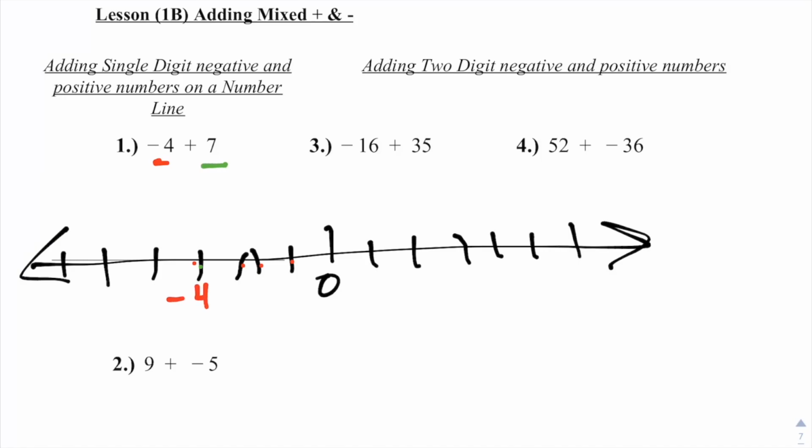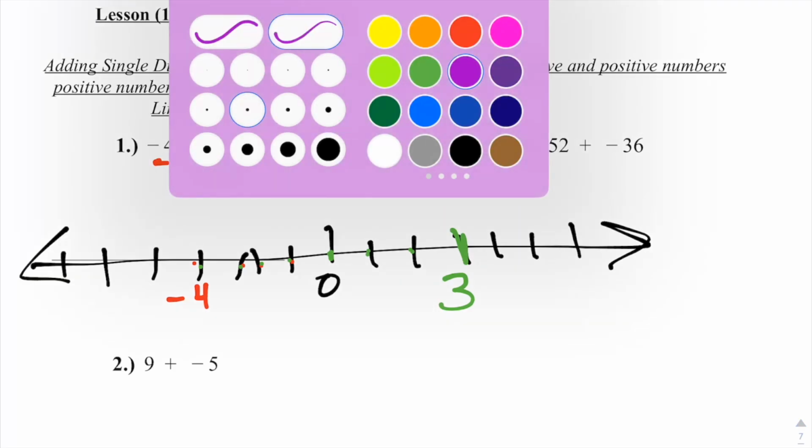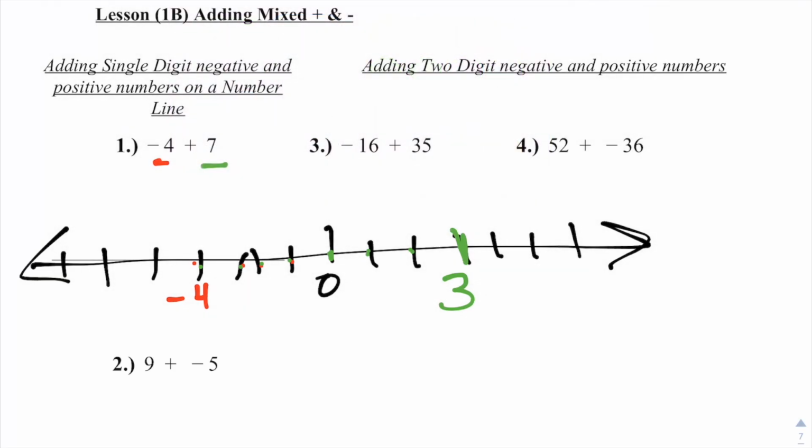So from -4, we're going to go 1, 2, 3, 4, 5, 6, 7 to the right, because whenever you add on a number line, you go to the right. So this is where we're at, and if we count from 0, we're 1, 2, 3 to the right of 0, which is +3. So our solution to this first example using a number line technique is +3.